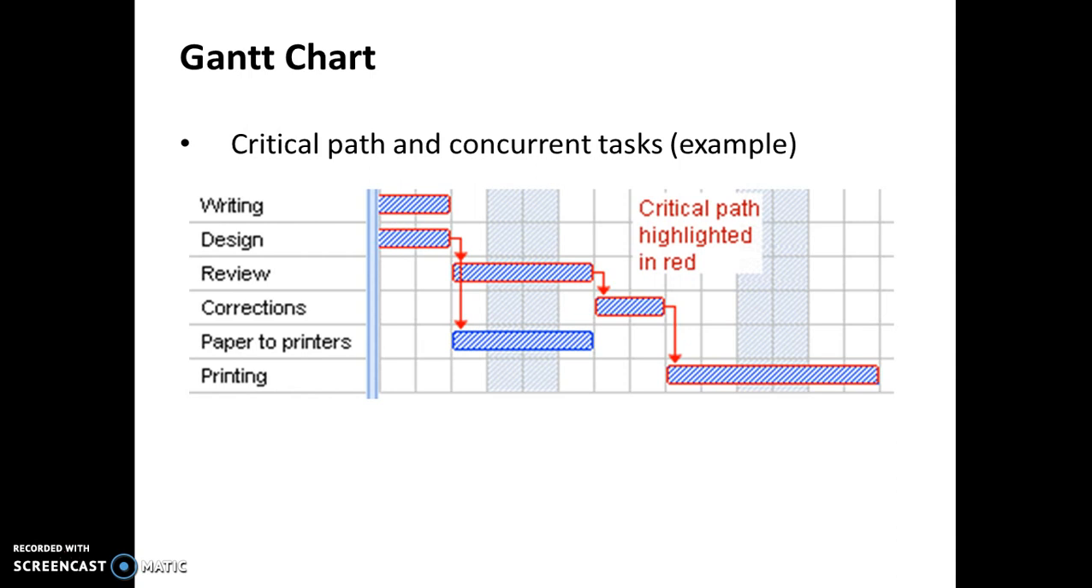But you'll notice that taking the paper to the printers is dependent on the design task, and so you'll see there's a red arrow leading from the end of the design task down to paper to printers. So that's one task that is dependent on the other. It can't be started till the first one's finished, and so that identifies our critical path. That's the shortest possible time in which the project can be completed in.